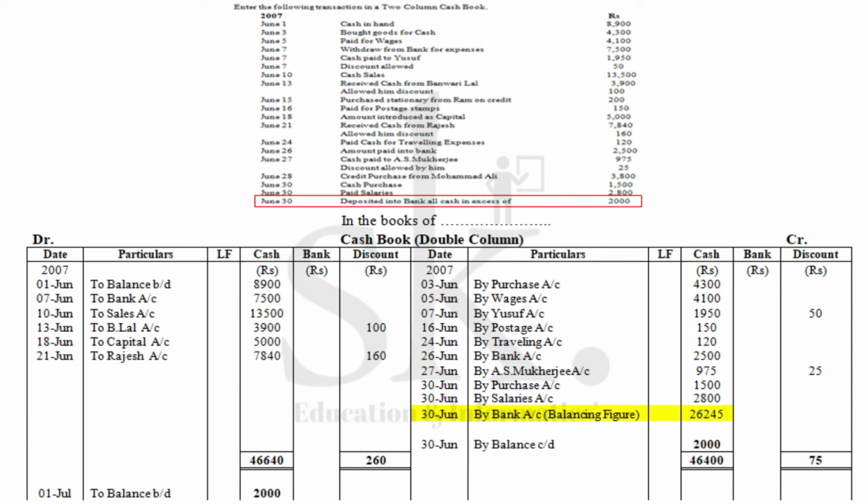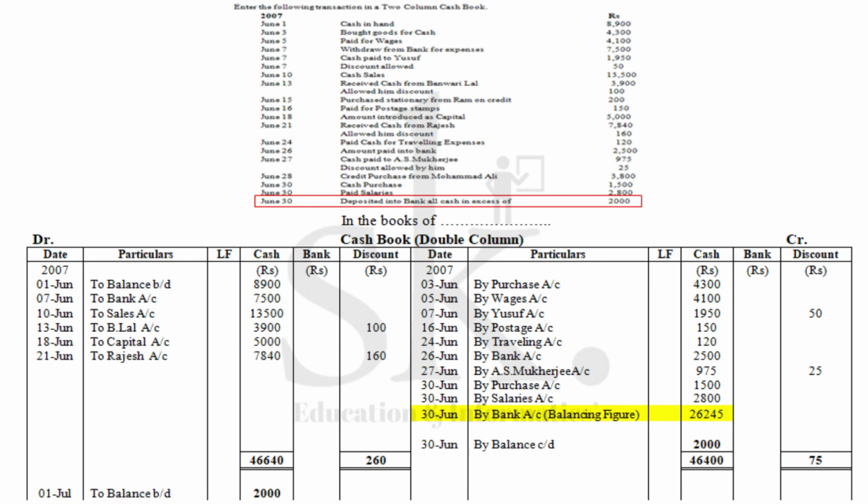So the liquid excess cash of 26,245 is required to be deposited in the bank account of the company, and the journal entry is bank account debit to cash. You are depositing cash into bank of the value of 26,245. Therefore, in the cash book on the credit side, we write by bank account on the closing date 26,245 in the cash column, whereas the balance c/d remains 2,000, which is as per the policy of the company, and we draw the balance on the next month, the 1st of July, to balance b/d 2,000 rupees.